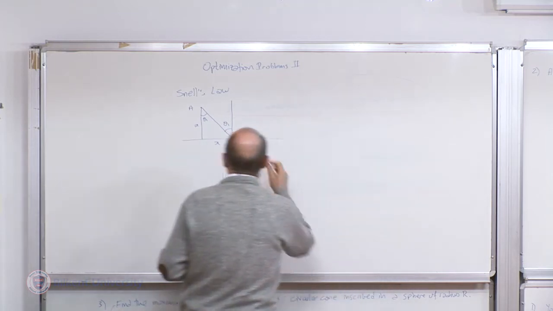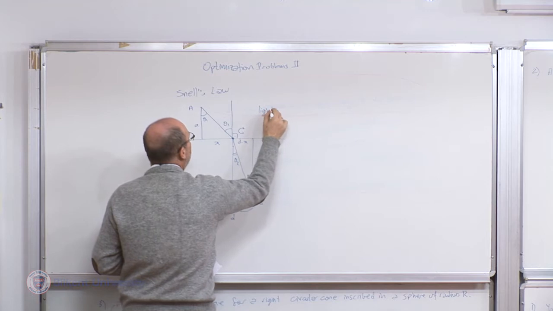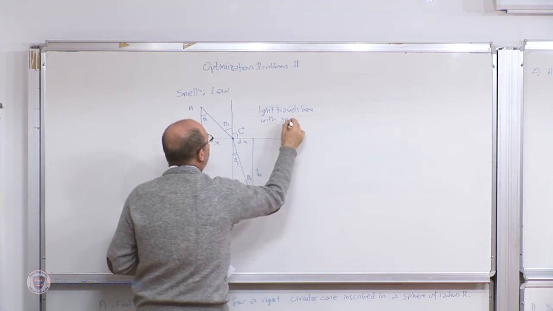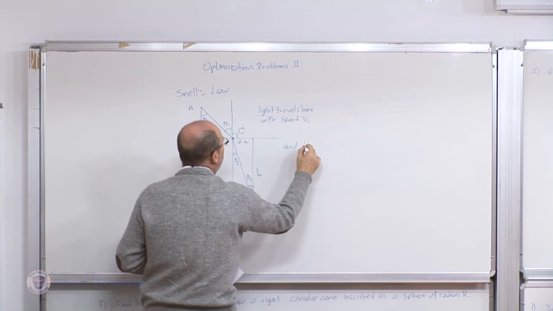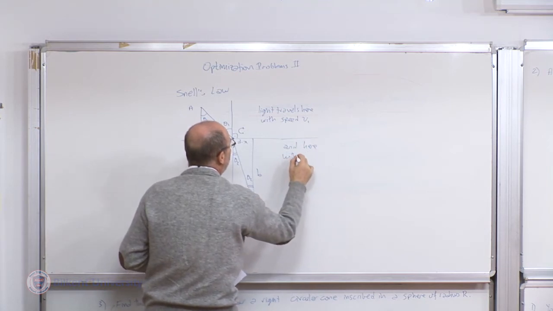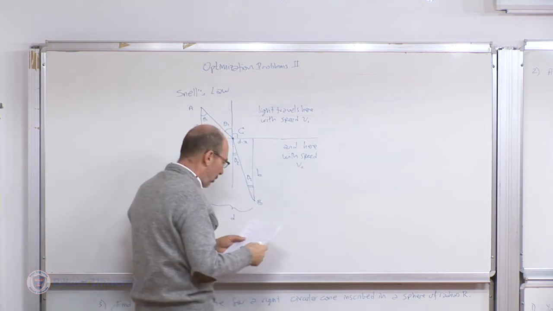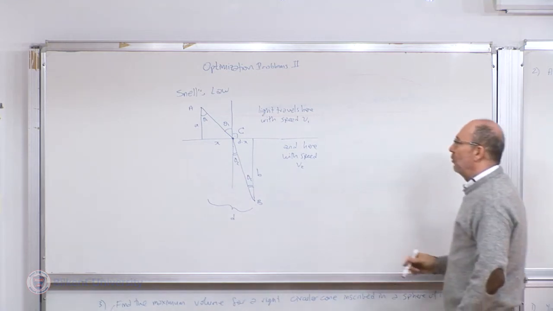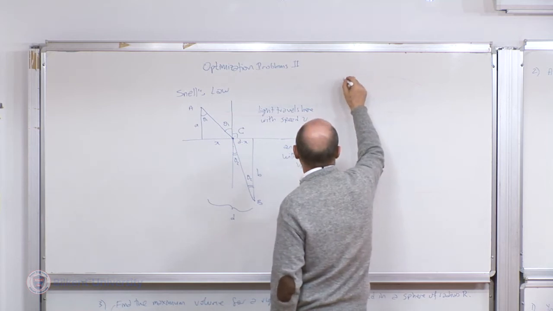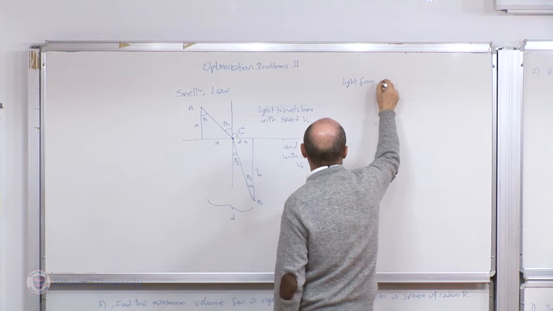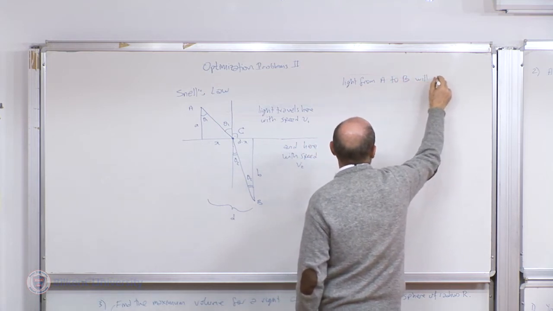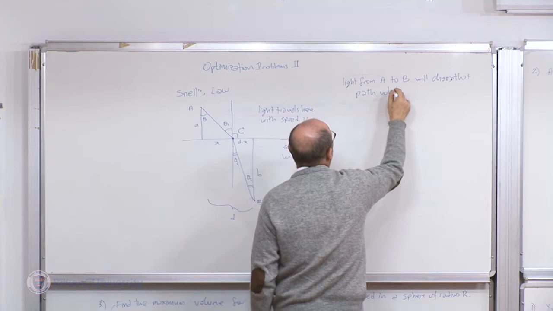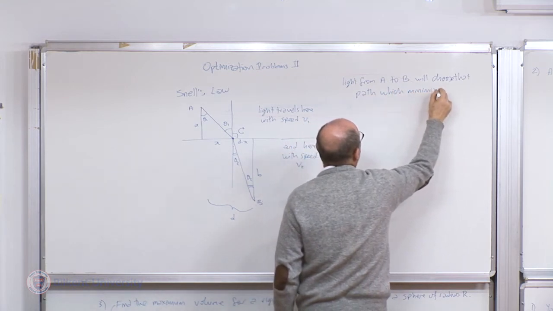In this medium light travels here with speed v1, and here with speed v2. So first we have to find the distances. Let me summarize this. Light from A to B will choose that path which minimizes time.